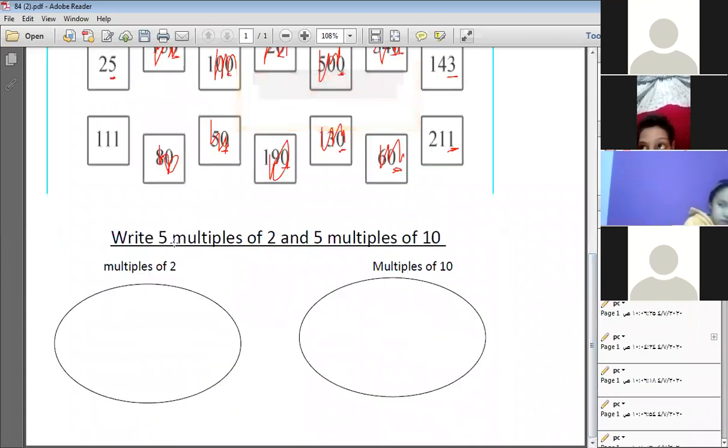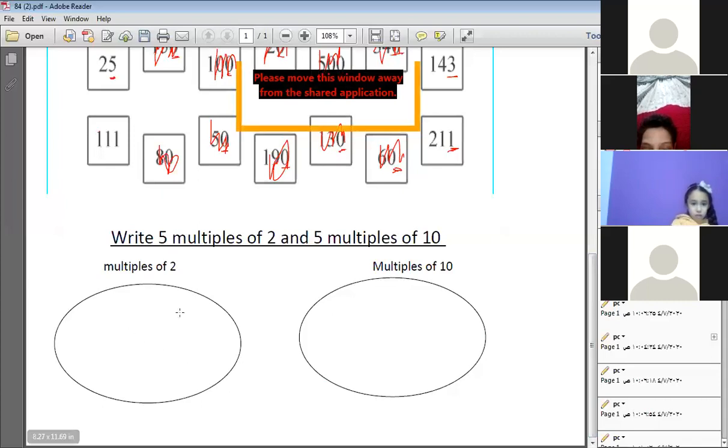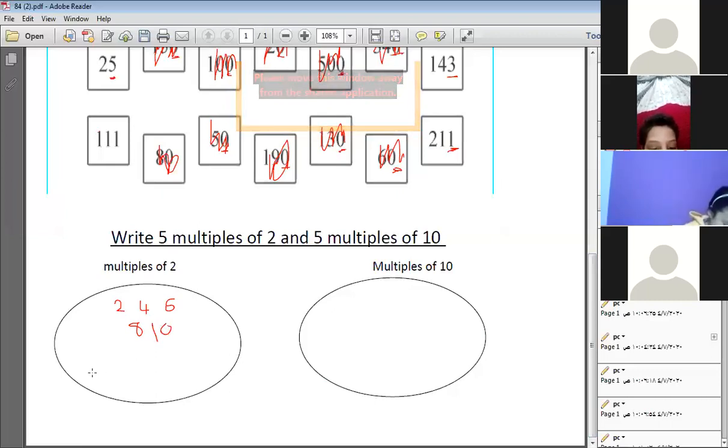Okay, here he is asking you to write 5 multiples of 2 and 5 multiples of 10. Multiples of 2, we know that they are the even numbers, right? So I will write here in this circle 5 even numbers. For example, 2, 4, 6, 8, 10. I could write any even numbers.